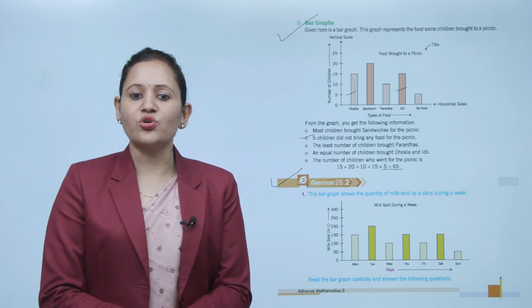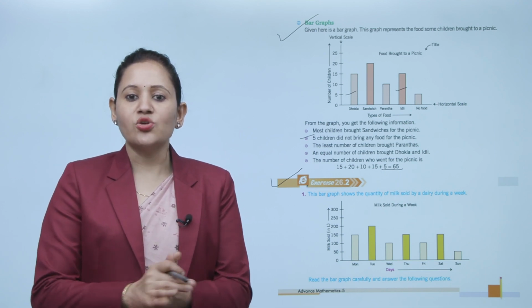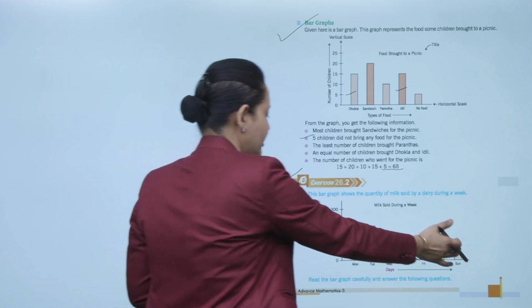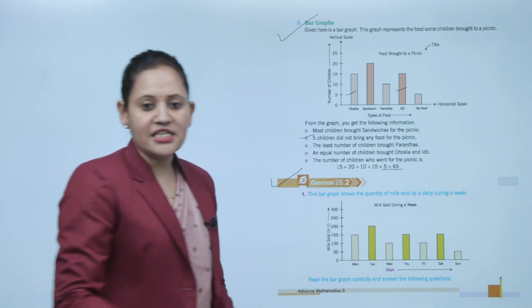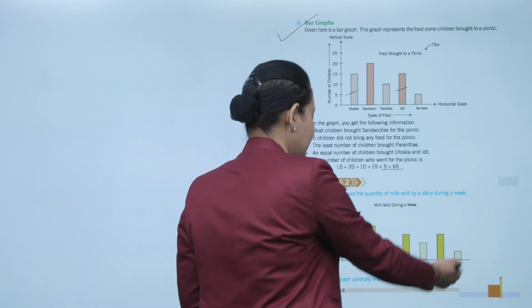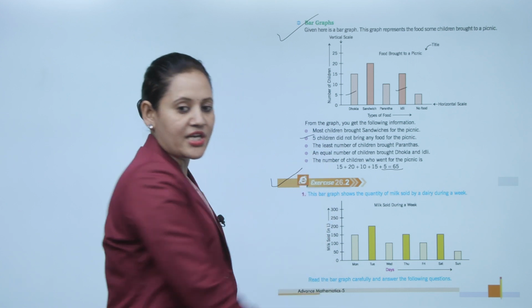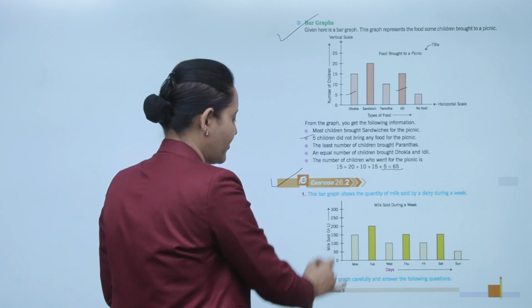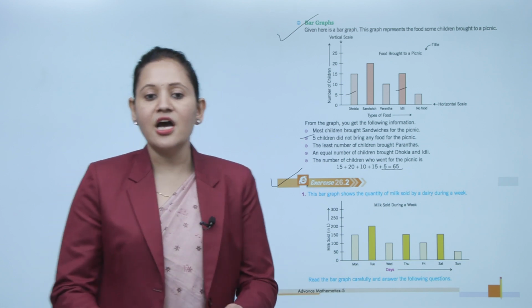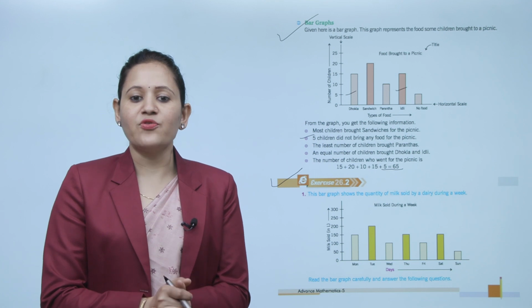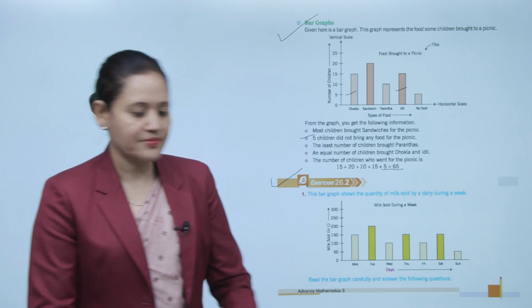This bar graph shows the quantity of milk sold by a dairy during a week. So here on horizontal axis, days are given: Monday, Tuesday, Wednesday, Thursday, Friday, Saturday and Sunday. And on vertical axis, milk sold in liters are given. Clear? Now what we have to do? We have to read the bar graph carefully and answer the following questions.